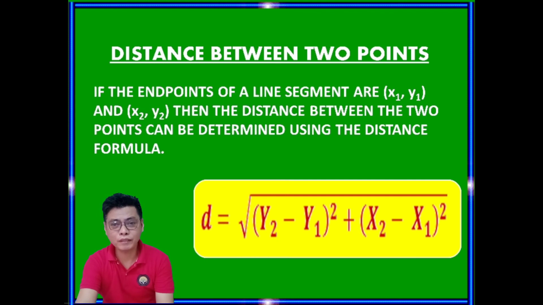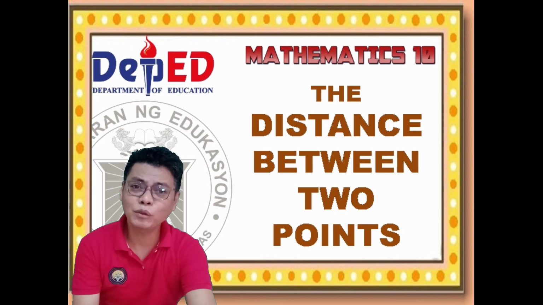If the endpoints of a line segment are x sub 1, y sub 1, and x sub 2, y sub 2, then the distance between the 2 points can be determined using the distance formula. Get to know more about the distance formula and its applications in solving problems that involve the distance between 2 points in our next video.